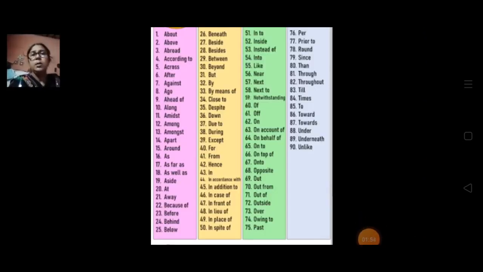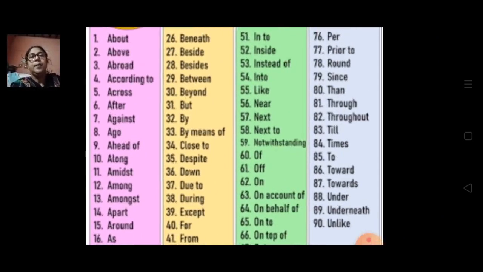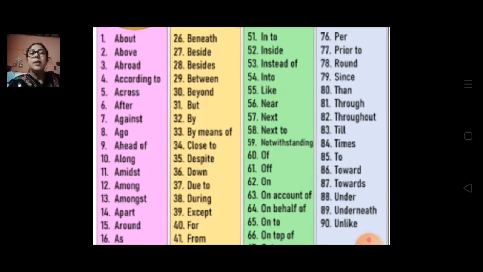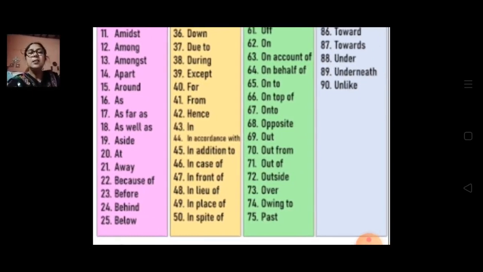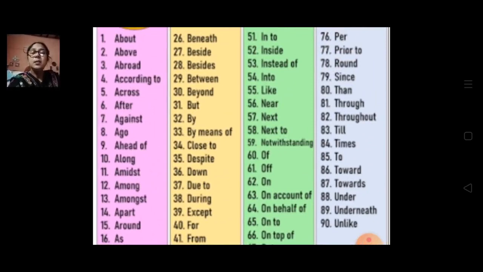Now let's see more prepositions which are written in this table, that is about, above, abroad, according to, across, after, against, age, ahead of, along, amidst, among, amongst, apart, around, as far as, as well as, aside, at, away, because of, before, behind, below, beneath, beside, besides, between, beyond, but, by name of. These are written alphabetically in this table.